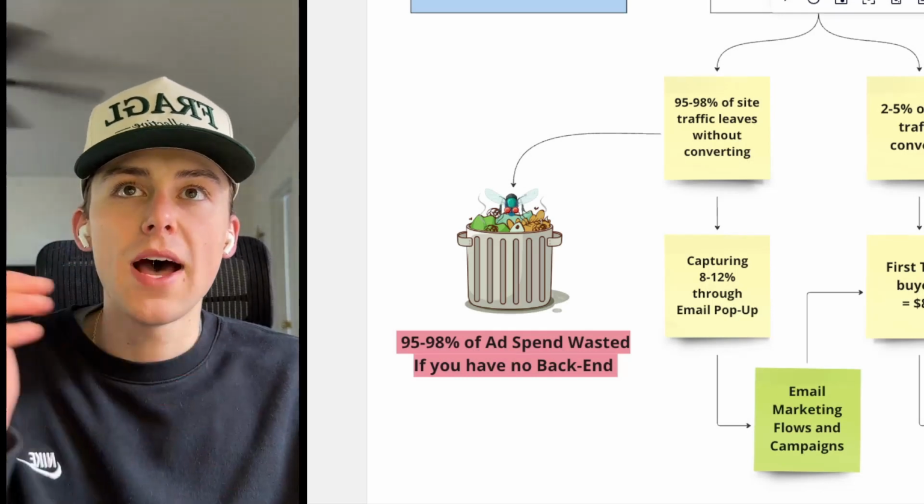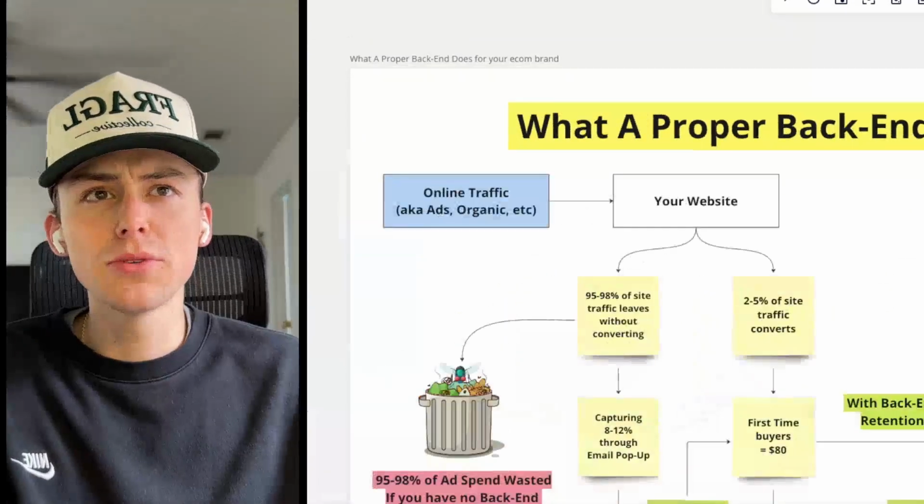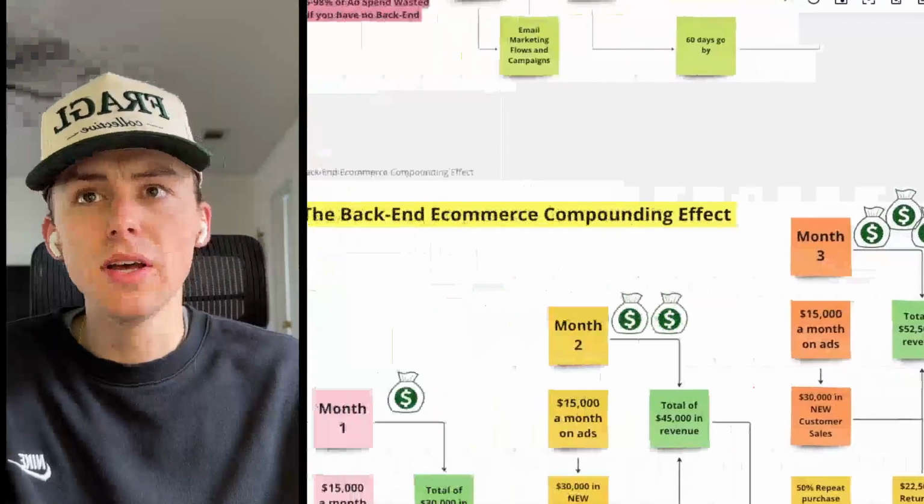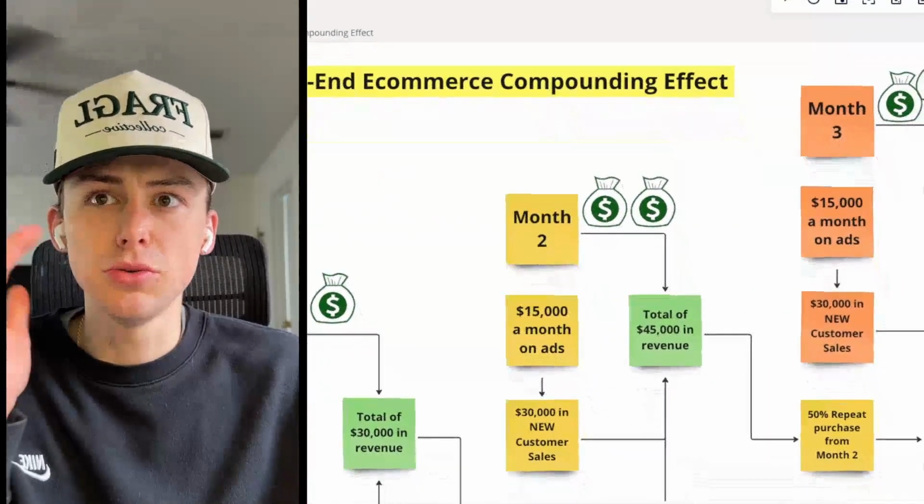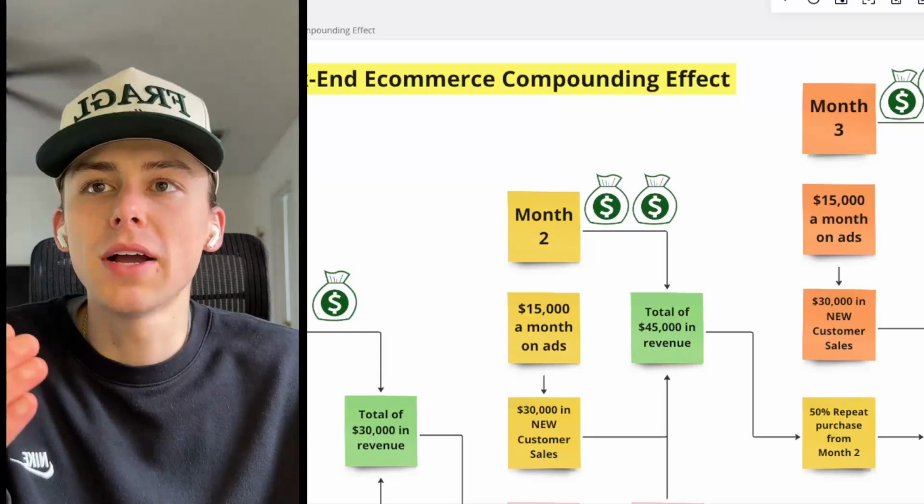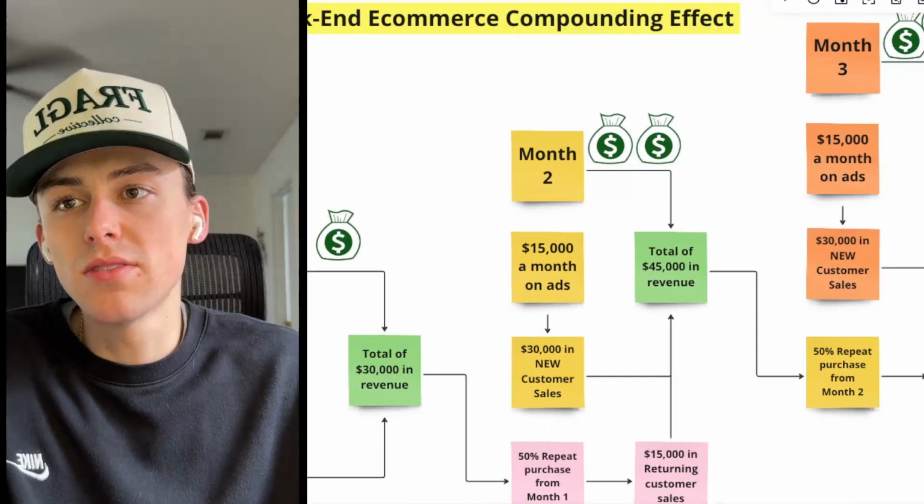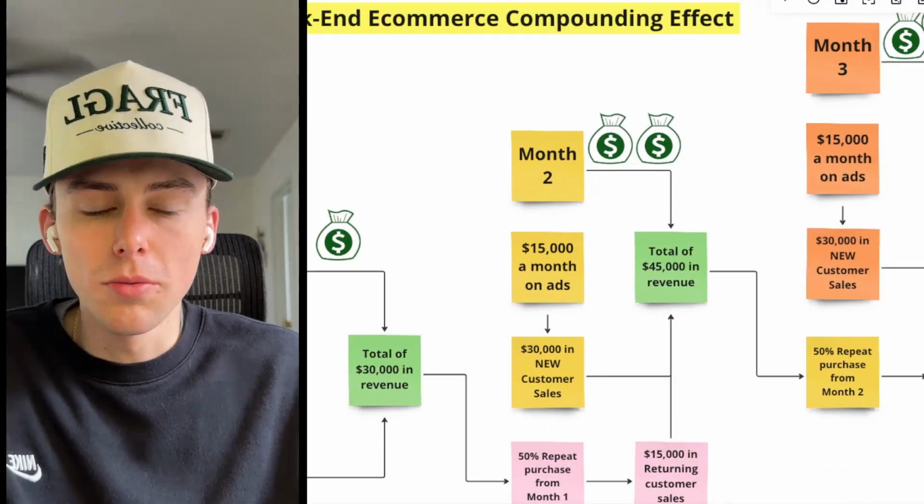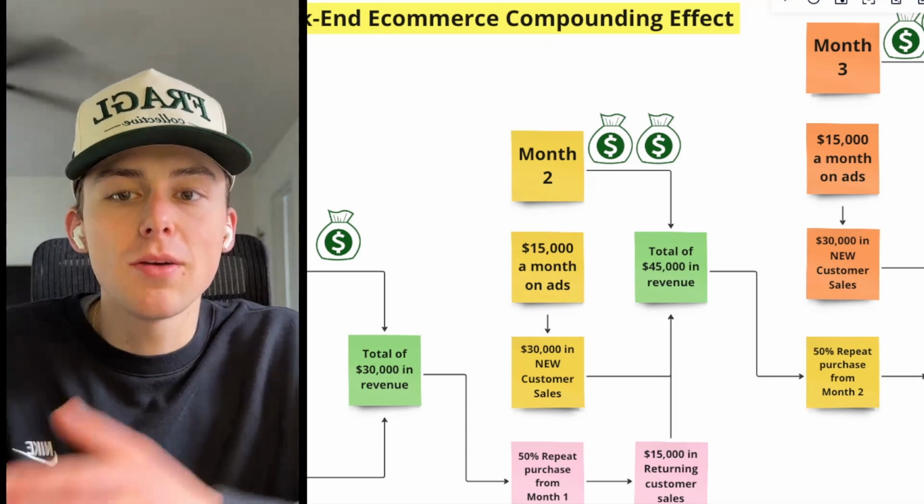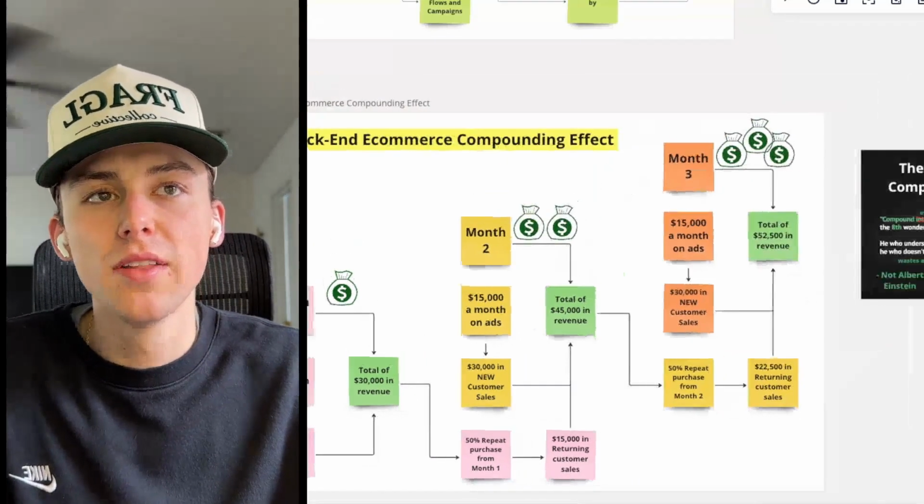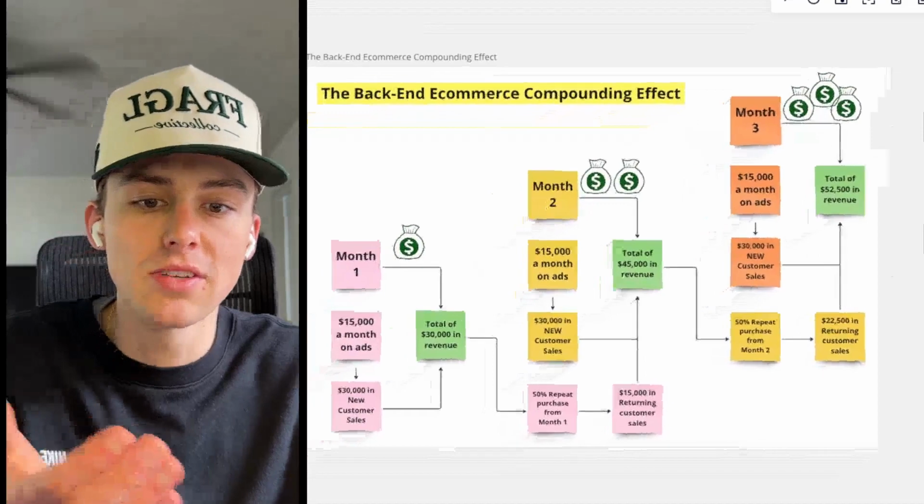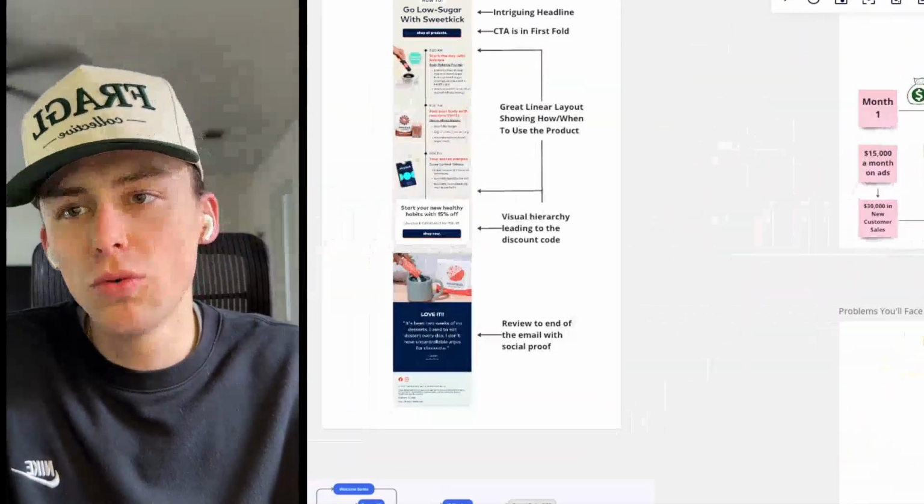And so that is how you're able to set up a proper back end and to leverage it to get this e-commerce compounding effect. That way you can spend the same amount of money and make more money on a month-to-month basis. That way you can scale without having to scale your ad spend. So hopefully that made sense.